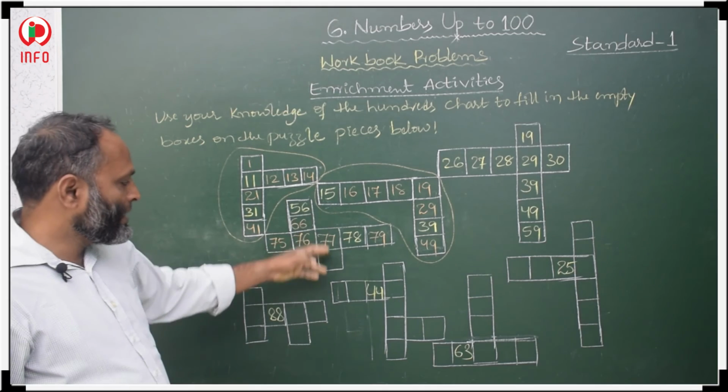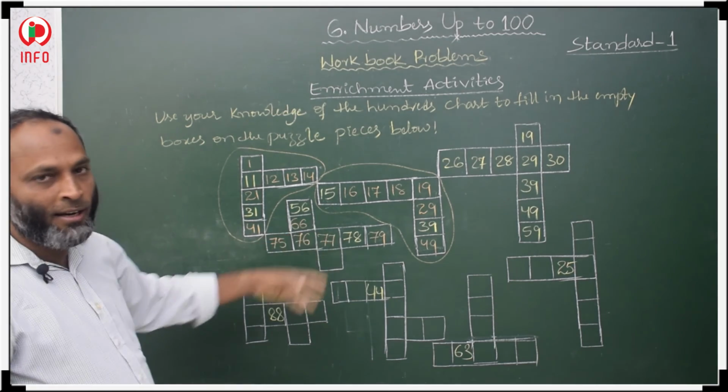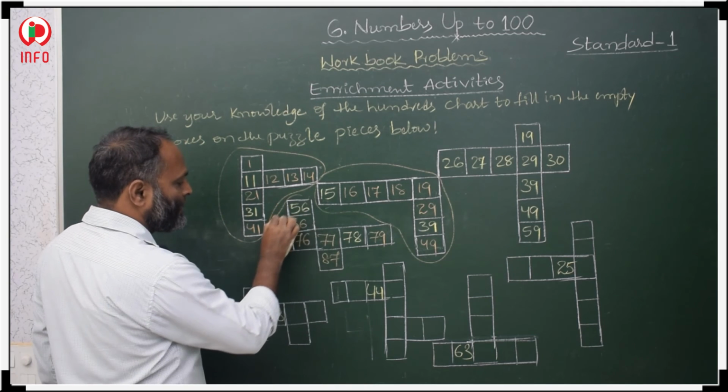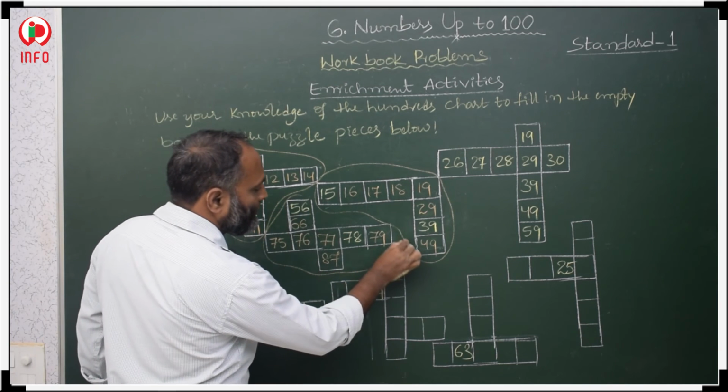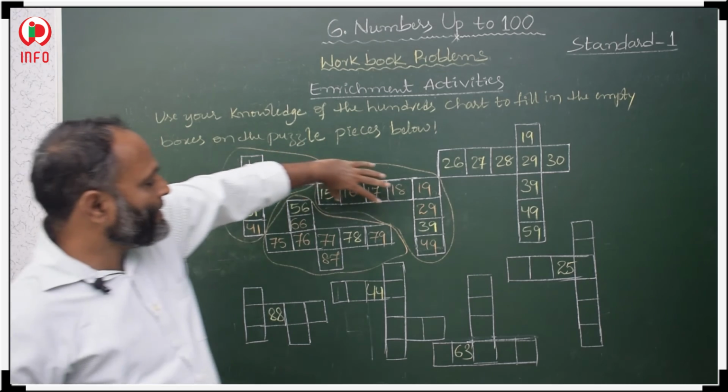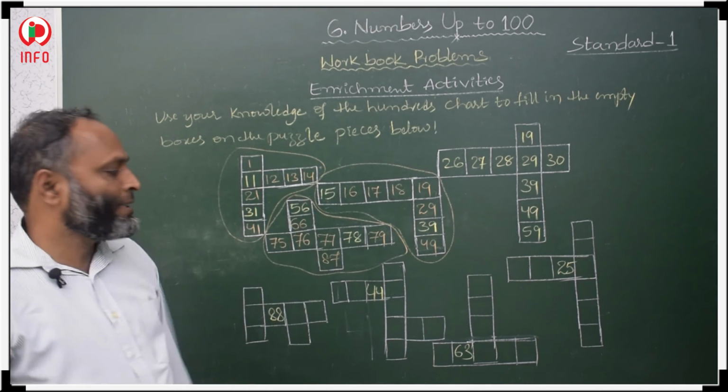Then after that this is vertical. Then 77, after that 87 we have to write. This is the third one. This is the first part, this is the second part, and this is the third part.